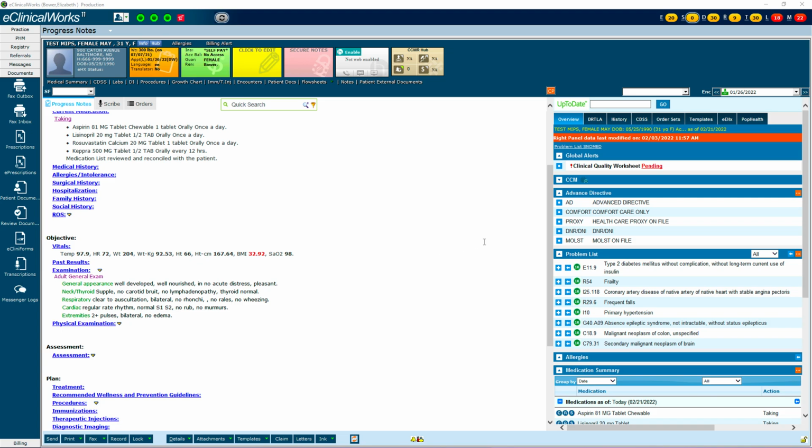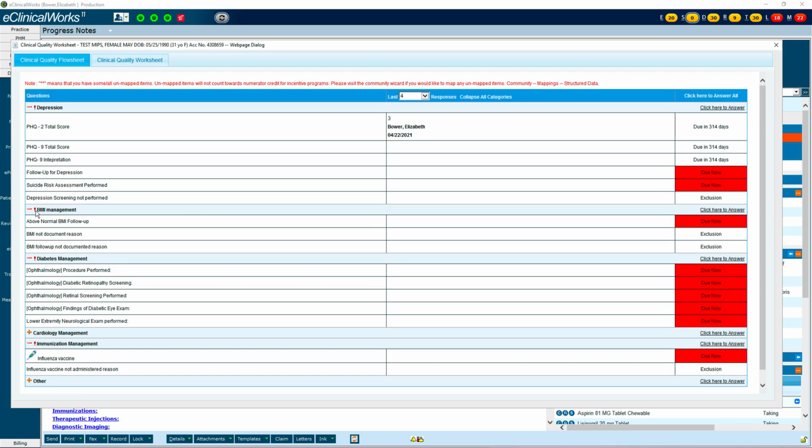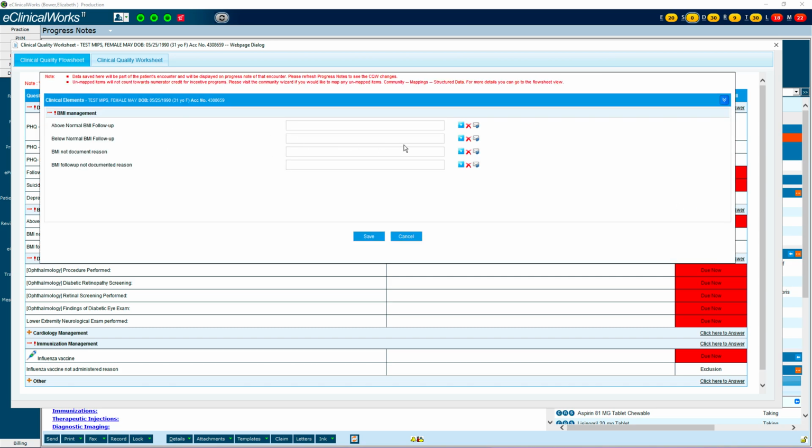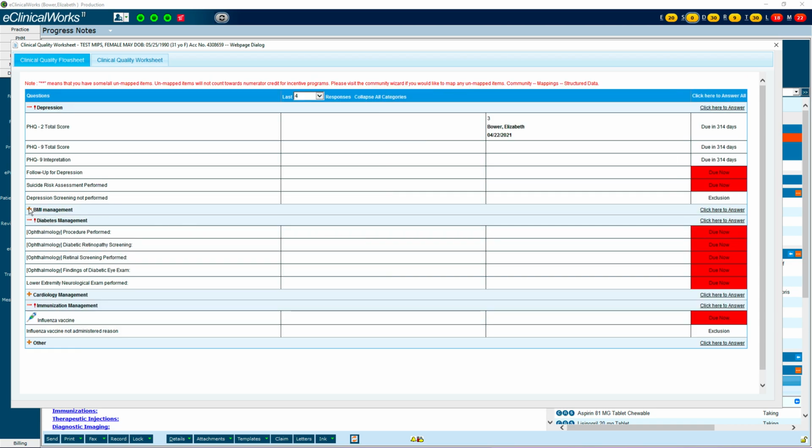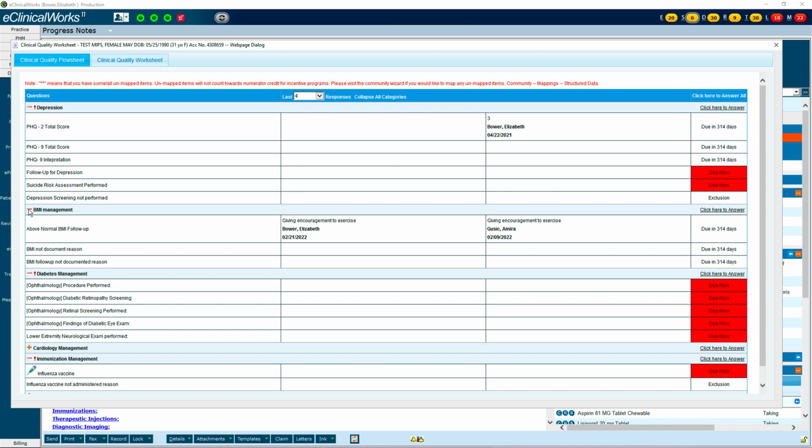If the BMI is abnormal, you go to the clinical quality worksheet, and under BMI management, you will be prompted to document follow-up plan for either above or below normal BMI follow-up respectively. Over here in this section, under click here to answer or do now, you will go to above BMI follow-up, click on the pull down, choose the phrase that's the closest to what you discussed with the patient, and save your work. I have now completed this measure for this calendar year.